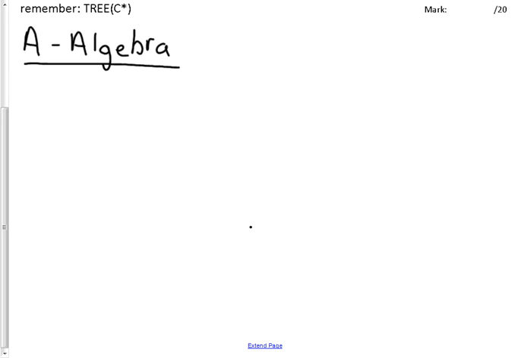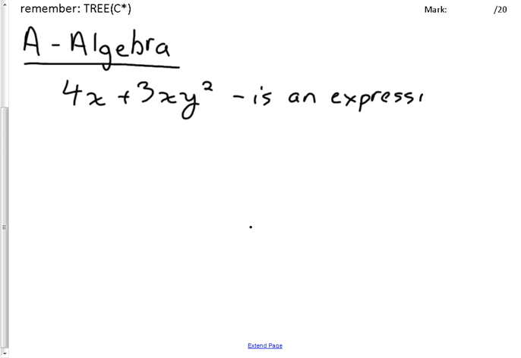Now, what did we learn in algebra? Well, we might want to summarize a little bit here. We learned that if we had something like 4x plus 3xy squared, this is an expression. And each of these things here, the 4x and the 3xy squared, were both examples of terms. So term and a term. So just a couple little definitions here.